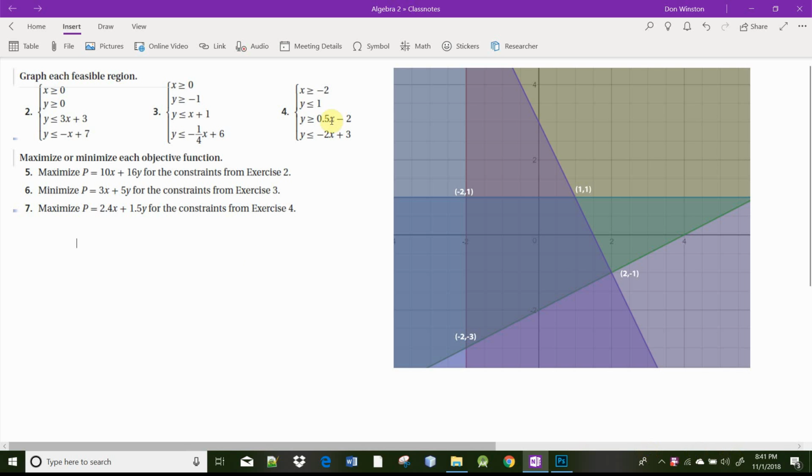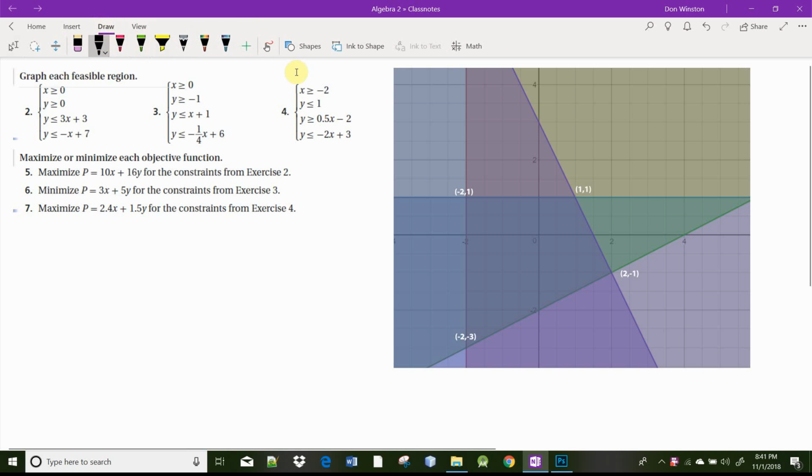Okay, next up is problem number 4, and associated with problem number 4 is number 7. So problem number 4, we have the inequality x is greater than or equal to negative 2, which we're going to have to graph. So let's take a look at that one. X is greater than or equal to negative 2. So here we go. And again, I've taken the liberty of graphing these out. So this is x is greater than or equal to negative 2.